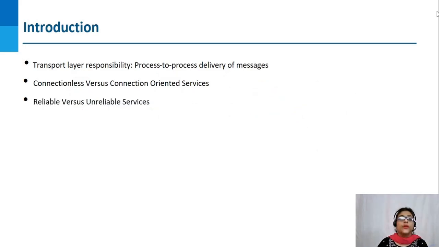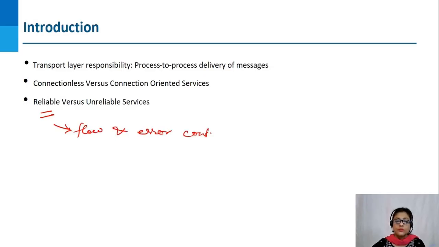Next, we look into reliable versus unreliable services. When we look into the reliable data transfer at the transport layer, we mean there should be proper flow and error control mechanisms. For unreliable services, we may not need this flow control and error control mechanisms. We will learn in detail about the reliability and unreliability of services and connectionless and connection-oriented services.